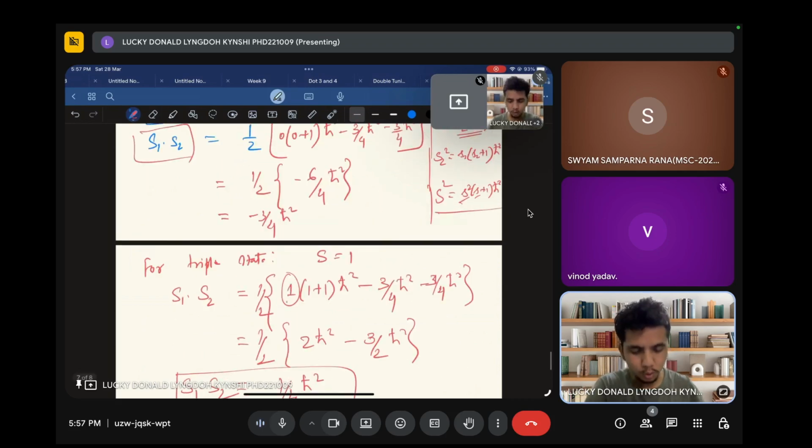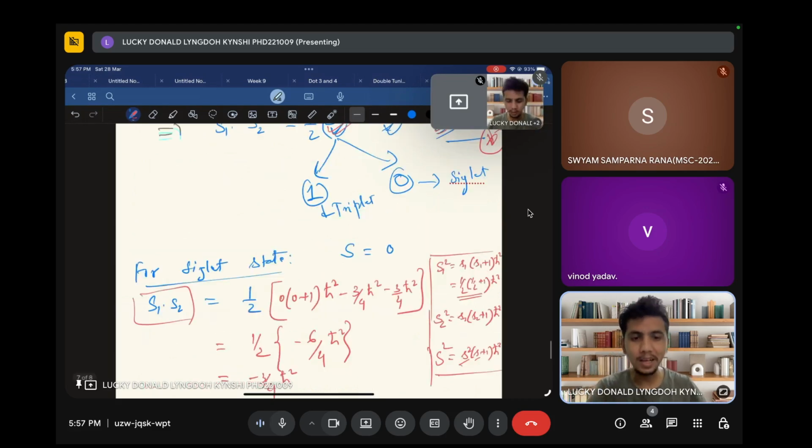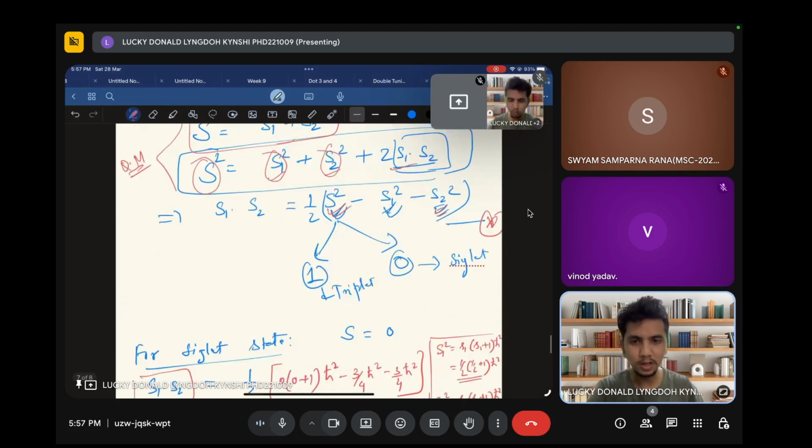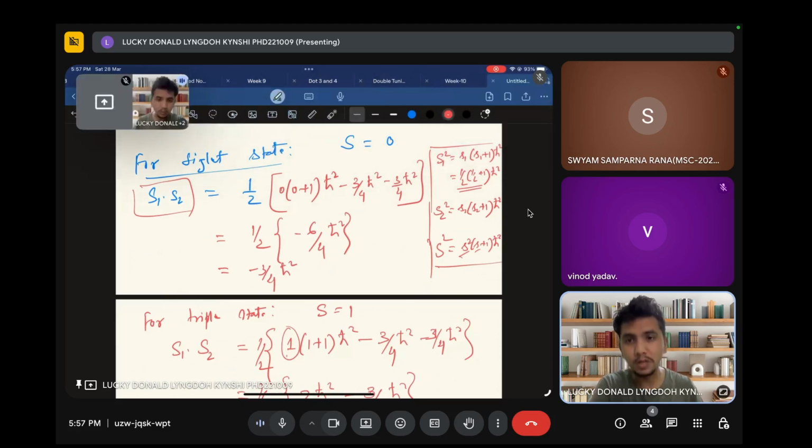In order to do that, we use what we know from quantum mechanics, which is the squaring of the operators. Squaring of the operator S square is equal to S1 square plus S2 square plus 2 S1 dot S2. Then from there you can calculate S1 dot S2 using the value of S(S plus 1) h cross square. That is not the energy eigenvalue, that is the eigenvalue for the spin. We have also seen that from quantum mechanics.